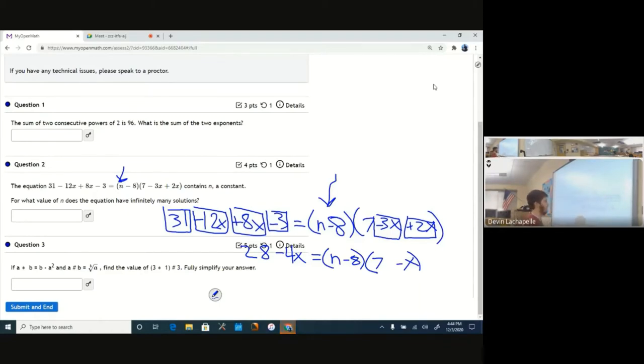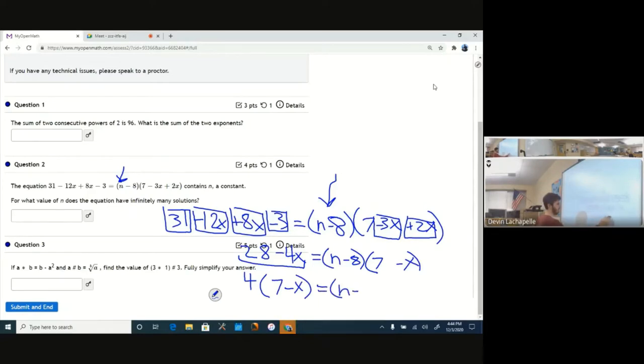All right. Well, now I'm getting close, but I'm not quite there. So what I'm going to do is say, okay, I see that 28 and negative 4x both have a 4 in common. So I'm going to just factor out a 4. I think this comes up in 7th grade factoring, but I'm not sure if I remember correctly. So 4 times 7 minus x equals n minus 8 times 7 minus x.